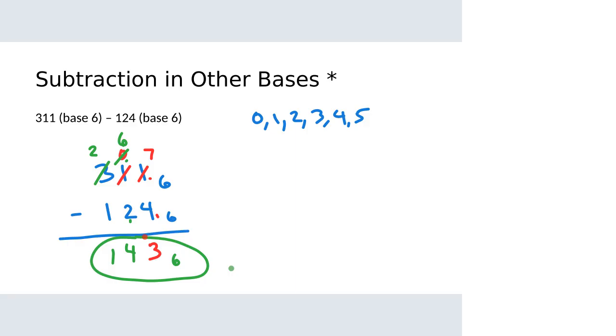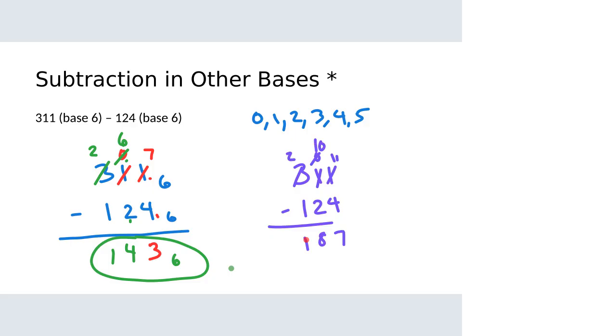Basically, we had to borrow twice, which is the same thing we would have to do in base 10. If we wanted to do 311 minus 124, 1 minus 4 I can't do, so this gets smaller. This becomes 11, I can subtract. I can't do 0 minus 2, so this goes down by 1, this goes up by 10. 10 minus 2 is 8, and I get 187.